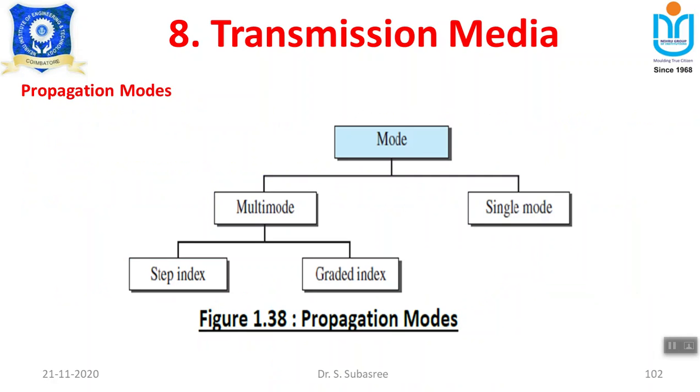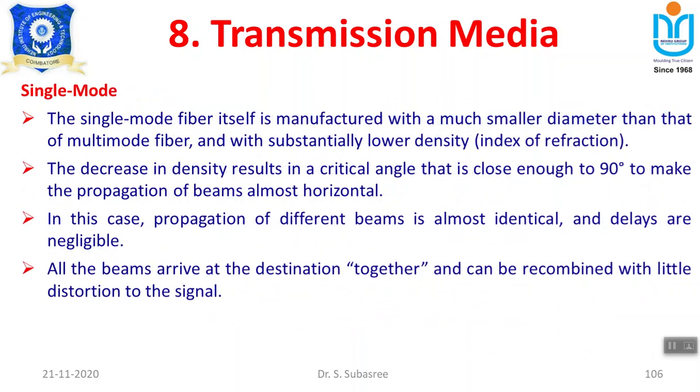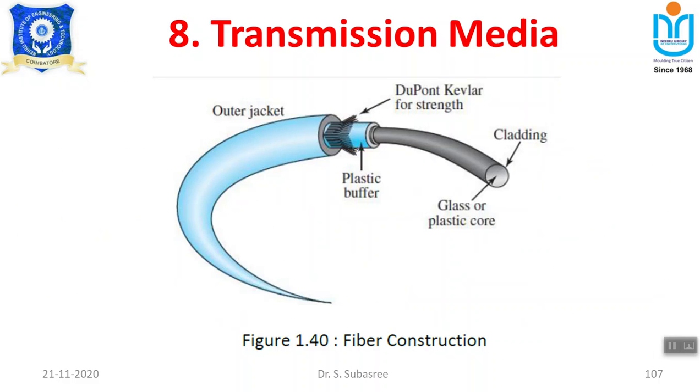And propagation mode. When you talk about propagation mode, it is again classified into two categories: single mode and multi mode. As far as multi mode is concerned, it is again classified into step index and graded index. All this explanation is given right here. Let us just go through this. In this example, a plastic buffer is also given, then glass cladding, and an outer coverage. So this much protection is there, so that the deviation is very low.